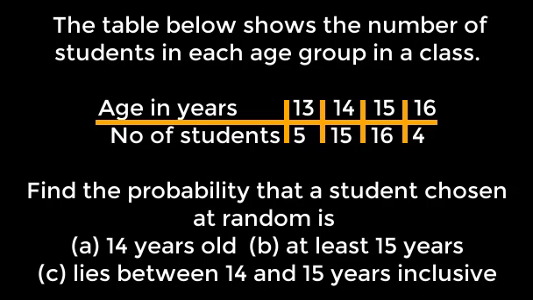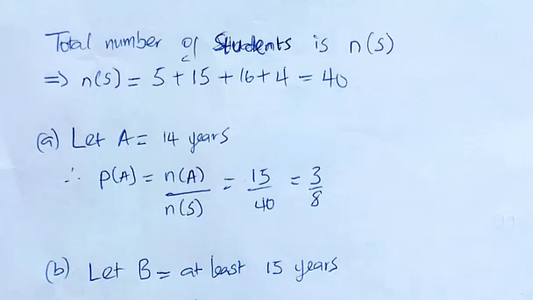Example. The table below shows the number of students in each age group in a class. Find the probability that the student chosen at random is A, 14 years old, B, at least 15 years old, and C, lies between 14 and 15 years inclusive. Solution. Total number of students in the class is N of S, that's the number of the sample space. N of S equals 5 plus 15 plus 16 plus 4, which gives us 40.